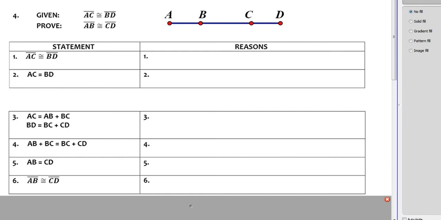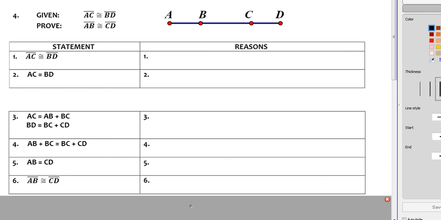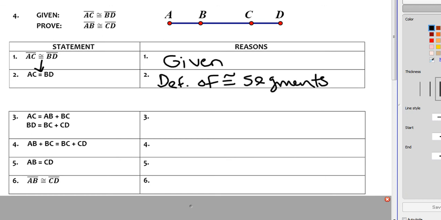All right, we're going to do one more, and then you guys can go on and do your worksheet. Right here, we're told that AC, the whole length here, is congruent to BD, the whole length here, and we're trying to prove that AB here is congruent to CD here. So the first one is nice and easy. It's always your given. We said that AC is congruent to BD. And then just like the last example, everything stayed the same except AC lost its segment bar and BD lost its segment bar, and the congruent sign turned into an equal sign. So that's the definition of congruent segments.